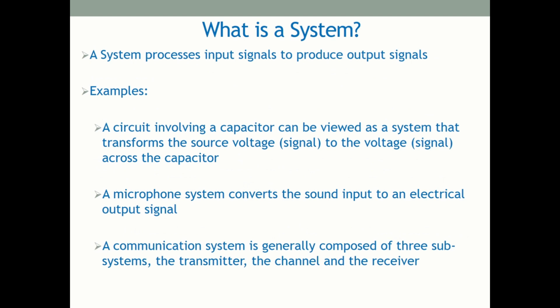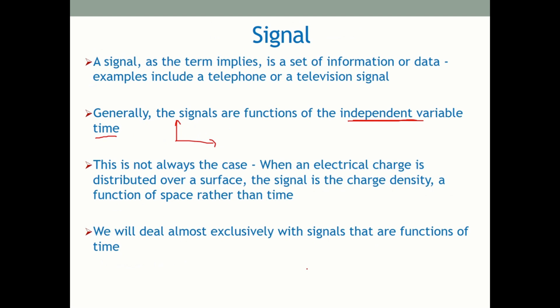A system is any process that has an input signal and gives us an output signal after processing the input. For example, a circuit that has a capacitor can also be called a system. We can have a microphone, which converts the sound input to an electrical output, so that's also an example of a system. We can have a larger system as well, for example a communication system, which is composed of subsystems such as transmitter, channel, and receiver.